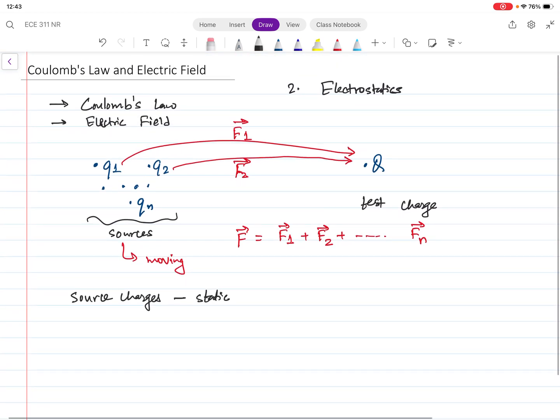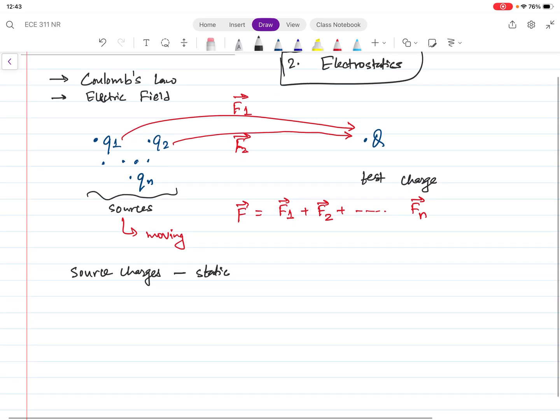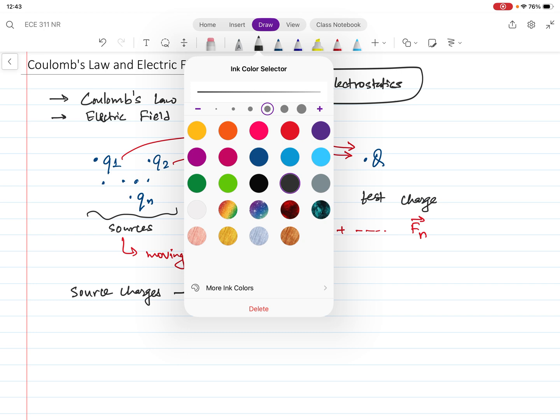So electrostatics itself means we are trying to calculate the effect of static source charges on a test charge, which can either be static or moving. The test charge has freedom of movement, but not the source charges. Let us begin with the simplest case.